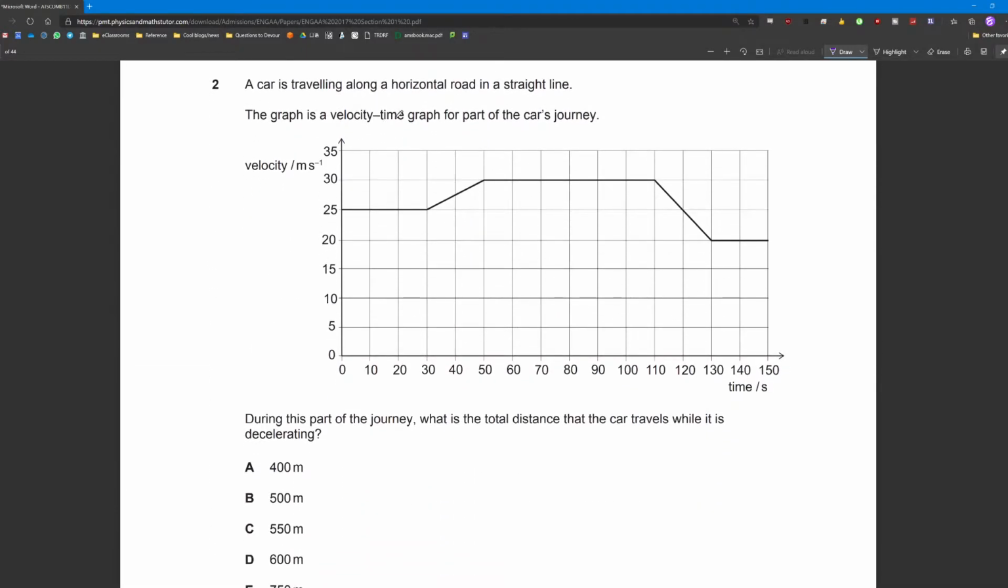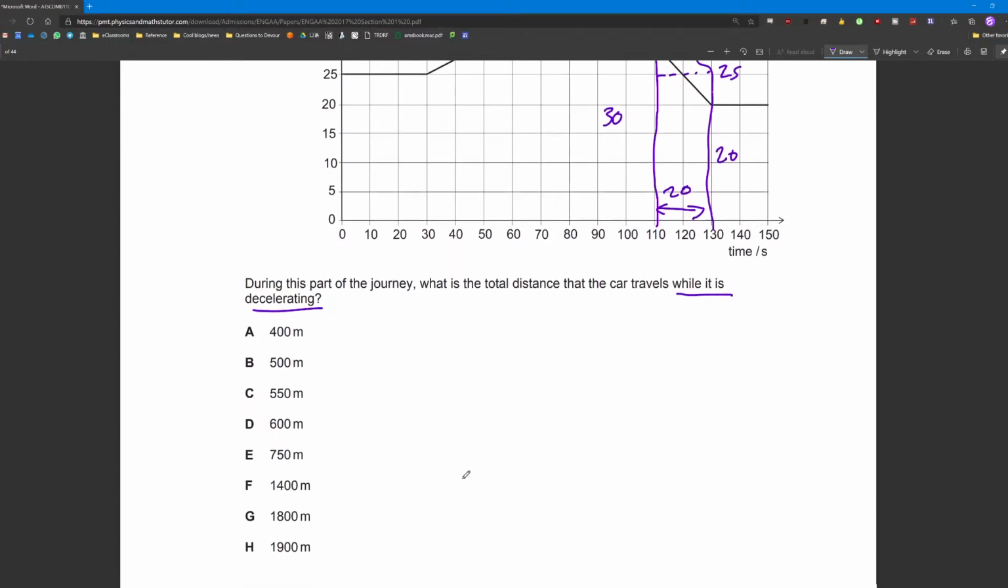A car is traveling on a horizontal road in a straight line. The graph is a velocity-time graph of part of the car's journey. During this part of the journey, what is the total distance that the car travels while it is decelerating? It's only decelerating here because you've got a negative slope of velocity over time. So it must be the area of this trapezium. It's 20 on this side, 30 on this side, which means there's an average side length of 25 multiplied by 20 seconds. 25 times 20 gets you an area under the graph of 500 meters.